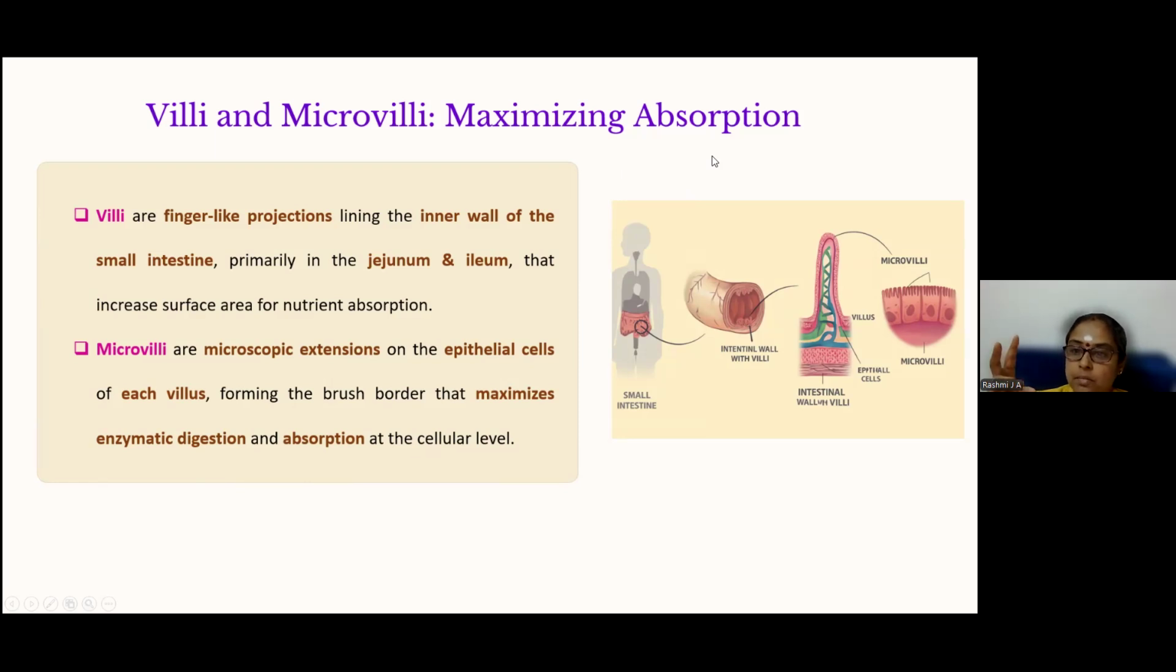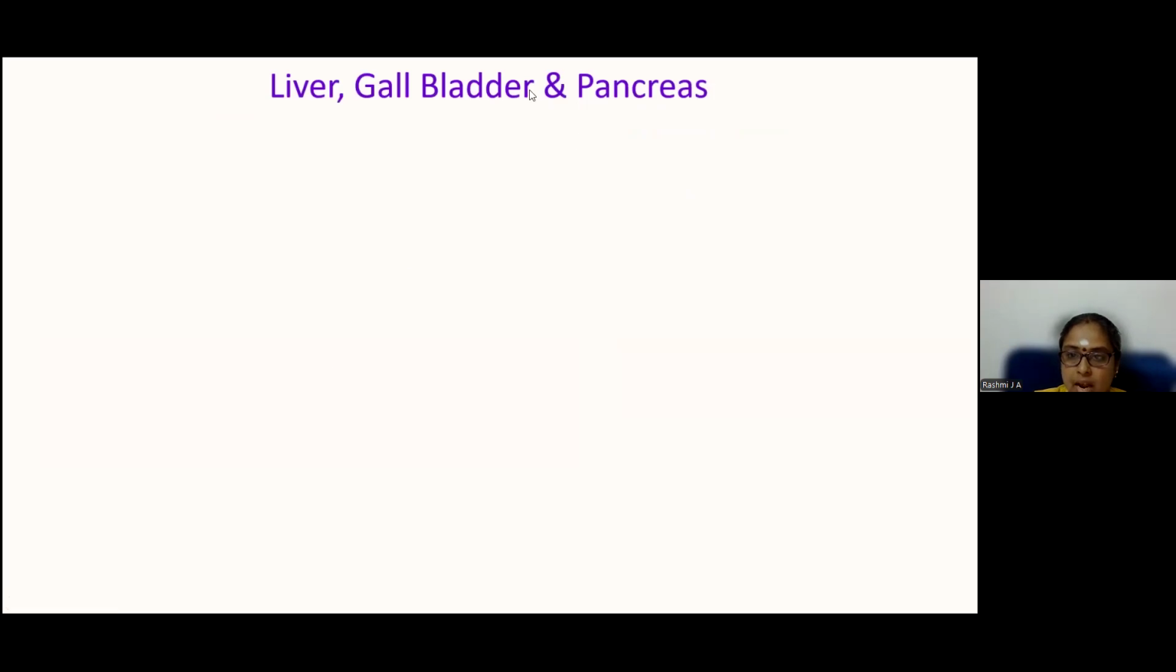Like, how to say, we have this villi. Upon that if we have a brush, how it will be? It will be like that. Villi is the major part. Upon that there will be a hair-like growth. That is called microvilli. So it maximizes the enzymatic digestion. And then we have the liver, gallbladder and pancreas. Each one is very important.